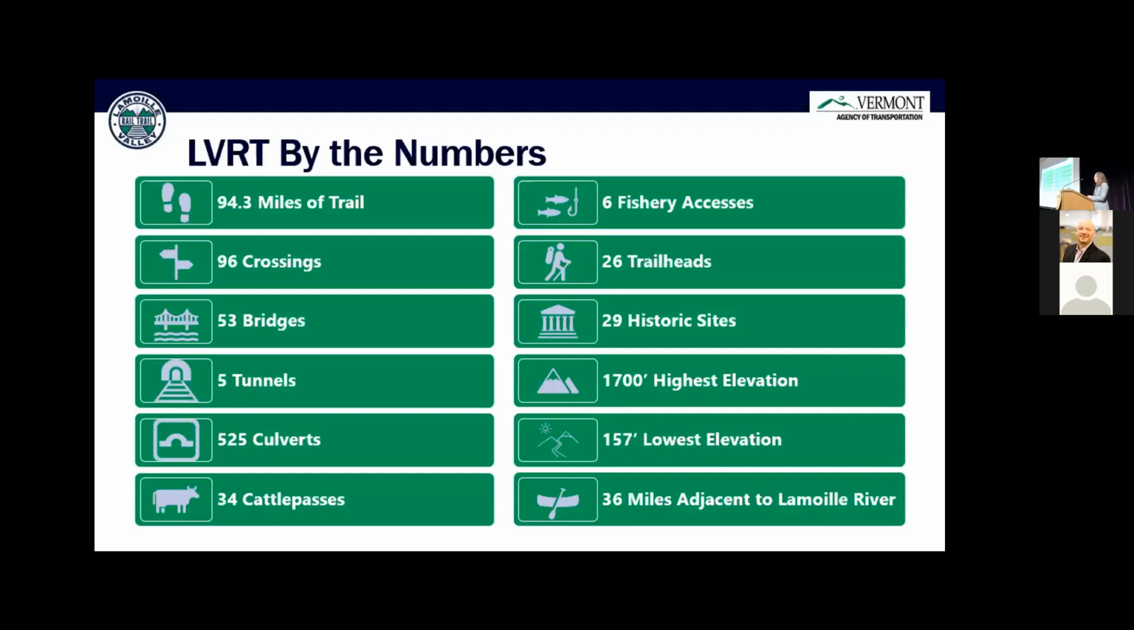And then on the right-hand side of the screen, just some of the highlights, features, amenities along the trail corridor, some of the historic sites, the highest and lowest elevation, which I thought was an interesting data point. 36 miles of the trail is adjacent to the Lamoille River corridor. So it really is a scenic trail corridor and full of many assets that we're going to have to consider in this management plan.